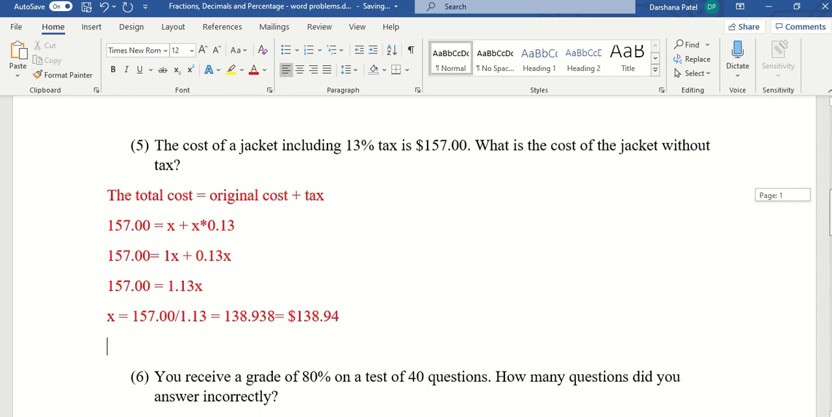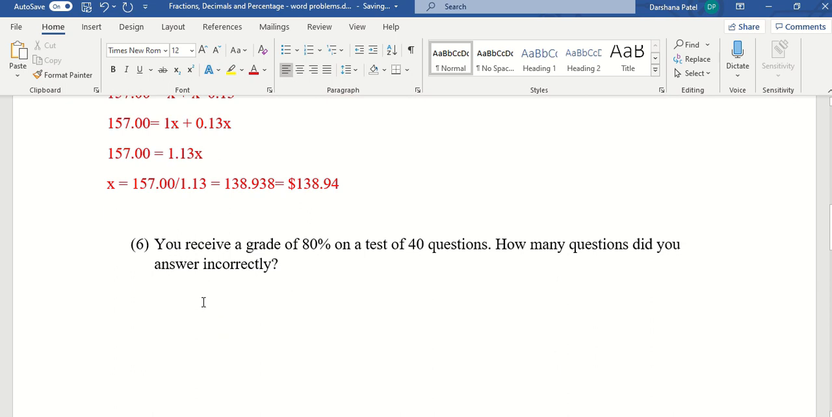So the amount before the tax for the jacket is $138.94. For the next one then, it says you receive a grade of 80% on a test of 40 questions. How many questions did you answer incorrectly? So we know we got 80% marks on 40 questions. So 20% of the answers are incorrect. So basically 20% of 40. So 40 times 20%, which is the same as 40 times 0.20, will give us 8. So 8 answers are answered incorrectly.